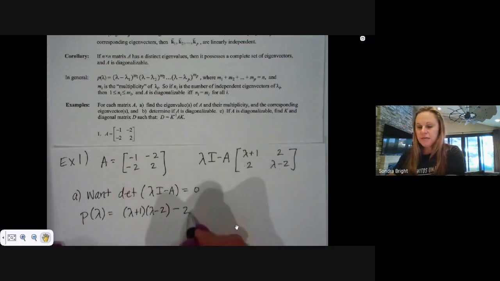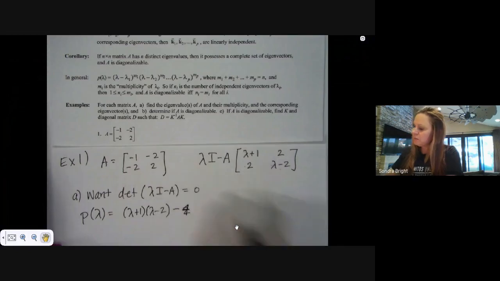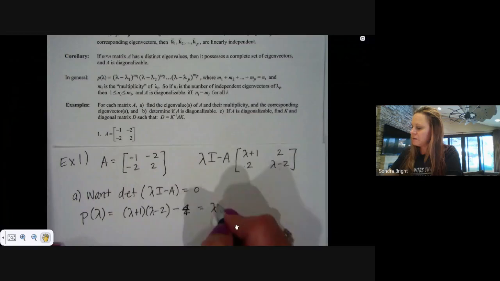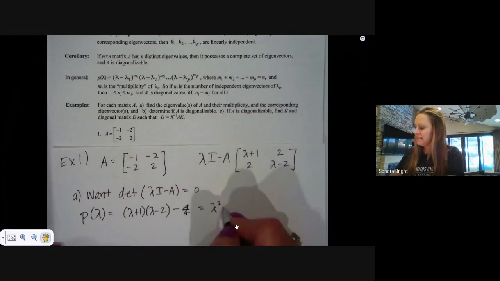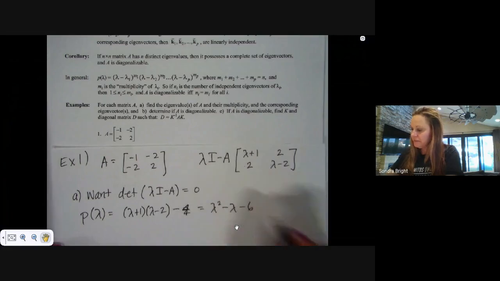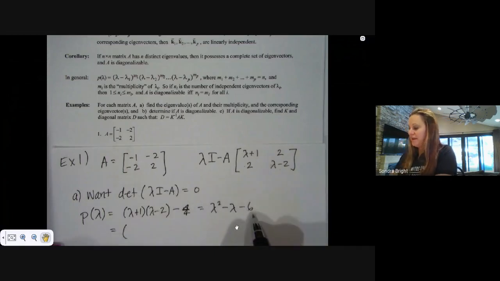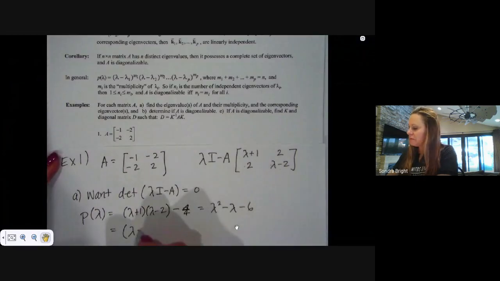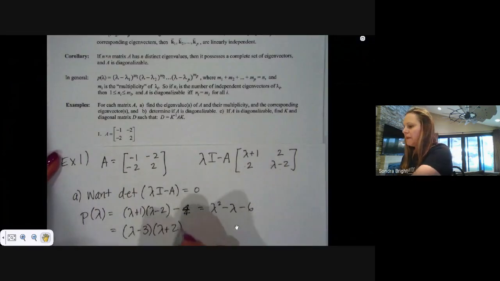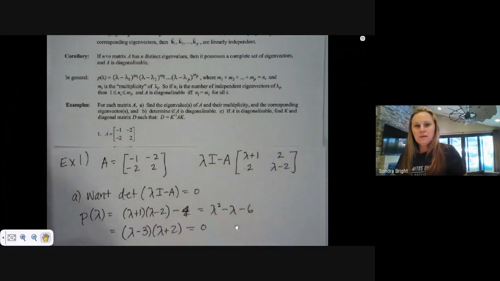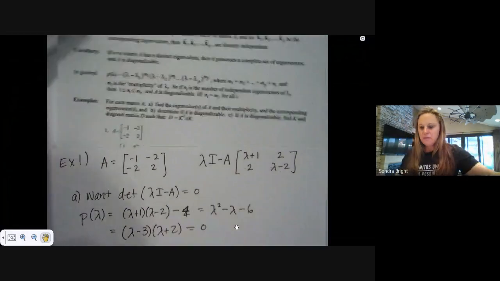I don't have you guys to catch my typos this time. All right, so we multiply those out. That would be lambda squared minus 2 lambda plus lambda, so a -1 lambda, minus 2 and then minus 4, so a -6. We want when this is equal to 0, so let's factor it. Two numbers that multiply to -6 and add to -1 give lambda minus 3 and lambda plus 2. We want when those are equal to 0.